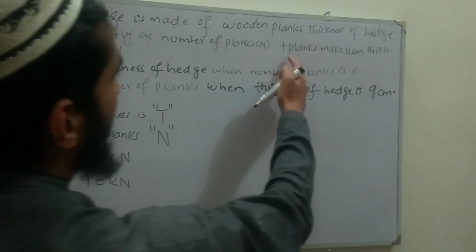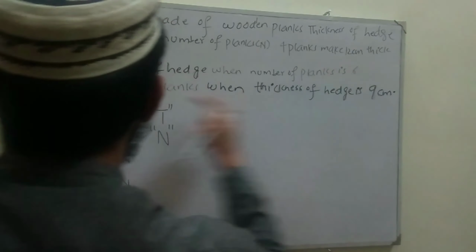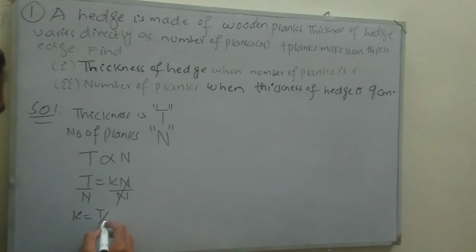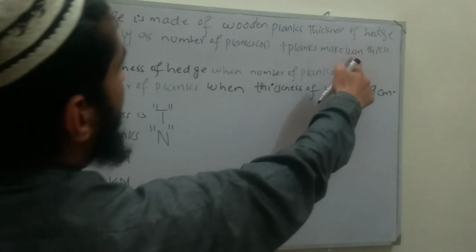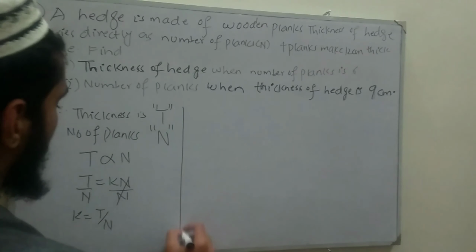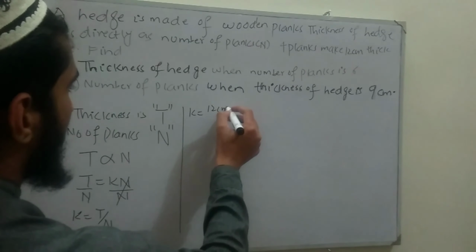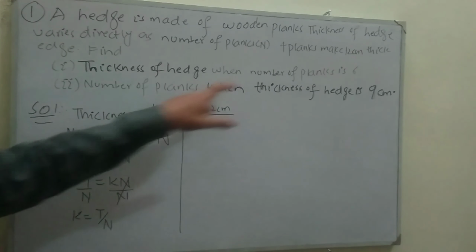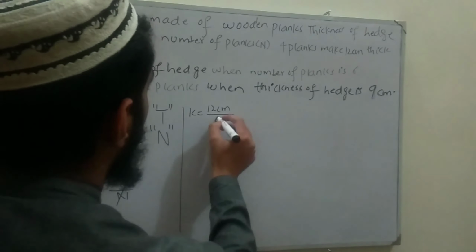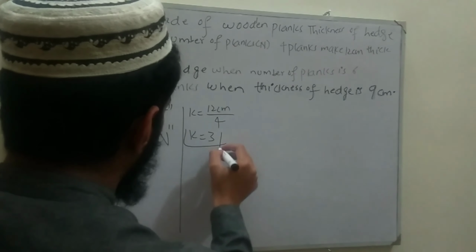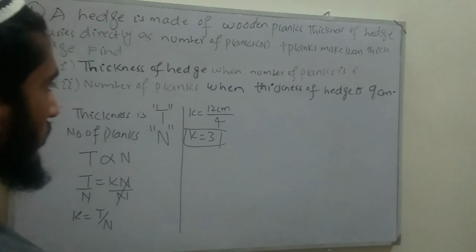They tell that 4 planks make a 12 cm thick hedge. So from here we divide both sides by n. The value of k will be equal to thickness divided by number of planks. Thickness is 12 cm, put here, divided by n, the number of planks, which is 4. So k will be equal to 3. This is the constant. Constant has no unit.